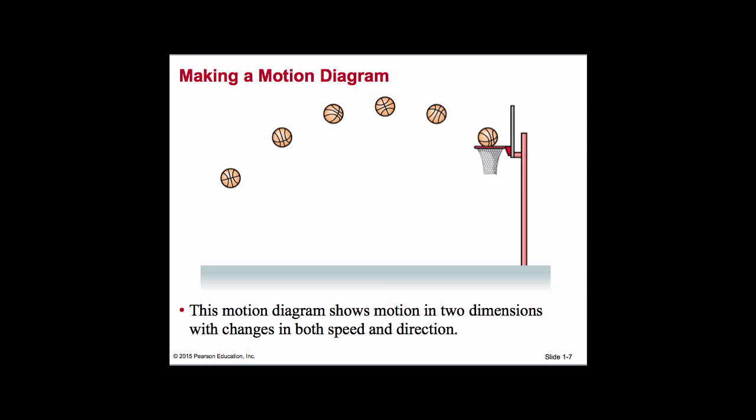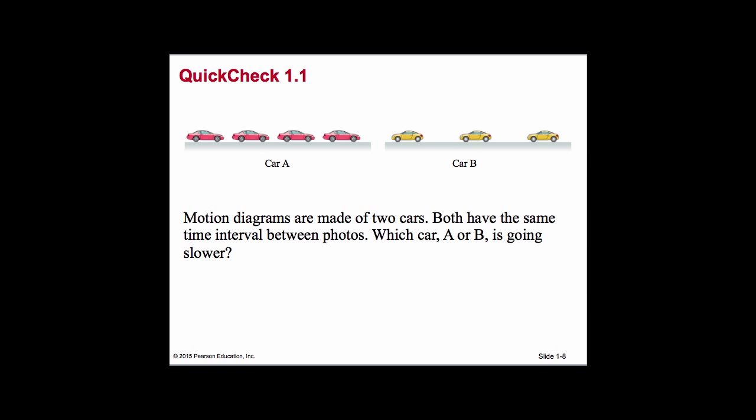We're also going to look at two-dimensional motion. This is an object not traveling a straight line, but following this curved trajectory. And we're going to do a quick check here. There's two cars, car A and car B, and both have the same time interval between their photos. Which car, A or B, is going slower? So I want you to take this quiz and decide which one's going slower or faster. Hit car A, you're correct.